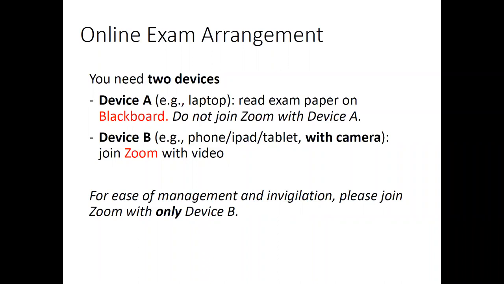Again, you need two devices. Device A, usually a laptop, is what you use to read the exam paper on Blackboard. Last exam, we found that a lot of students logged in to Zoom using more than one device, which makes the management and the invigilation more complicated. So try not logging in to Zoom with device A. Only log in to Zoom with your device B that has a camera. It can be a phone or iPad or tablet. Make sure that you join Zoom with video for the invigilation.